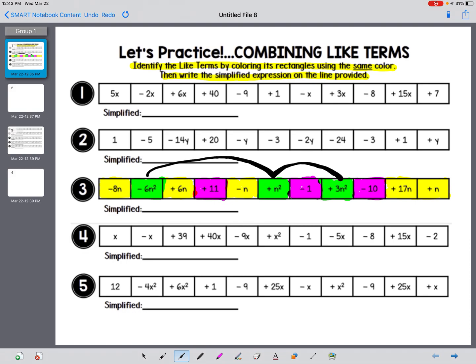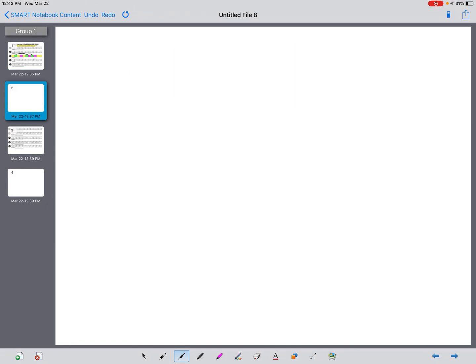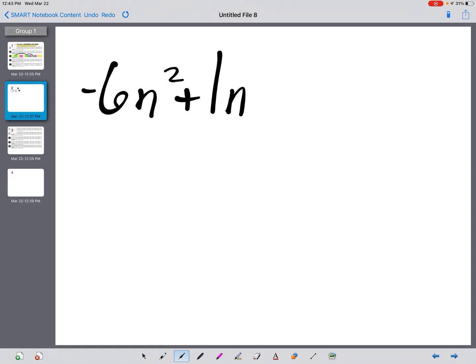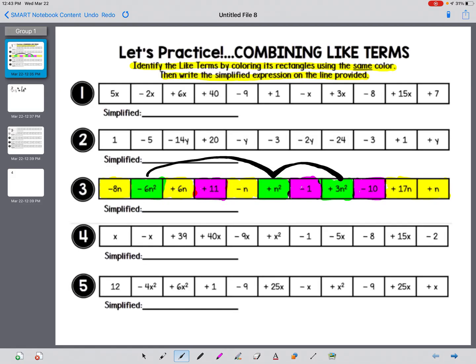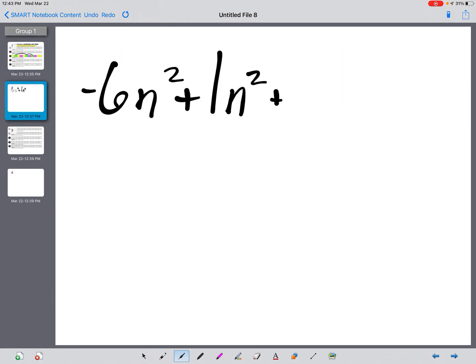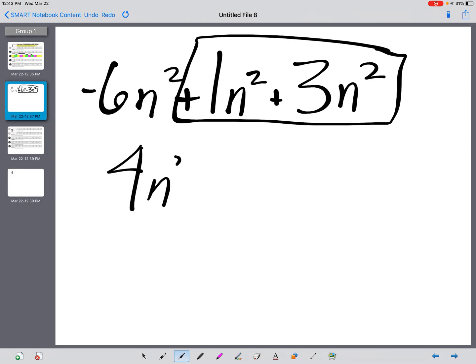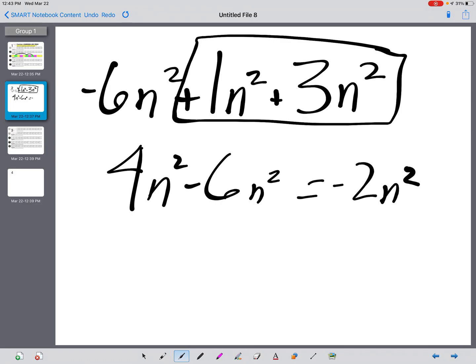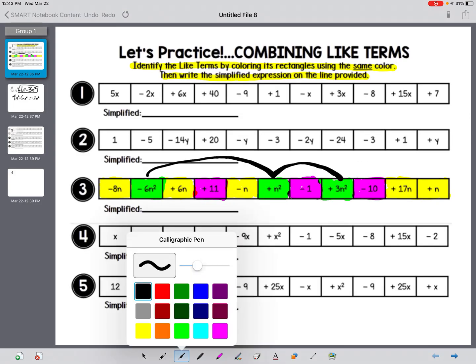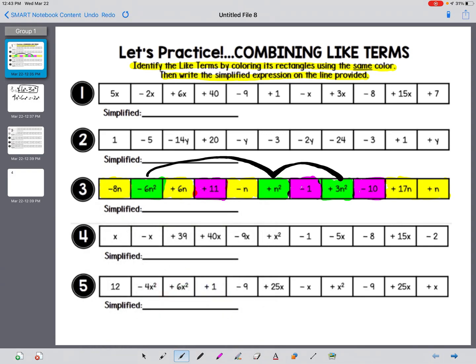So let's look a little bit closer, see what that looks like. So again, negative 6n squared, plus we had the 1n squared. I'm going to write the 1 there to make it easier. And then we have the 3n squared. So these together are 4n squared. And then we have a minus 6n squared. So it's kind of like 4n squared minus 6n squared. That leaves us with the negative 2n squared. So we're definitely going to write negative 2n squared as part of our answer.